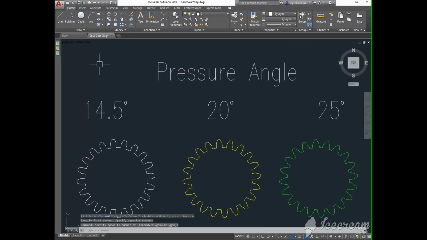We have discussed the effects of the pressure angle on the forces of the two gears. Now let's talk about how the involute profile of the gears change as we vary the pressure angle. In the illustration shown, we have three sets of gears with similar modules and number of teeth. The white, yellow, and green gears have pressure angles of 14.5, 20, and 25 respectively. If we take a closer look, there is a slight difference in the gear profile.